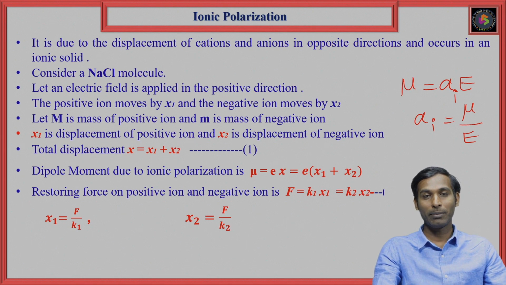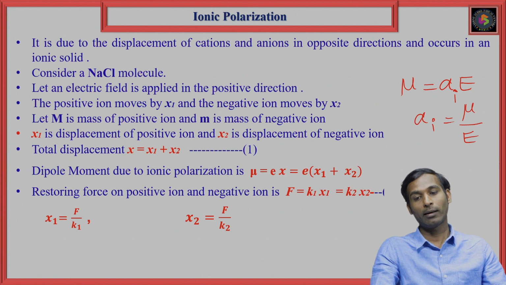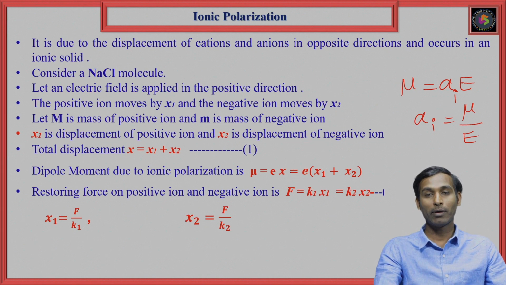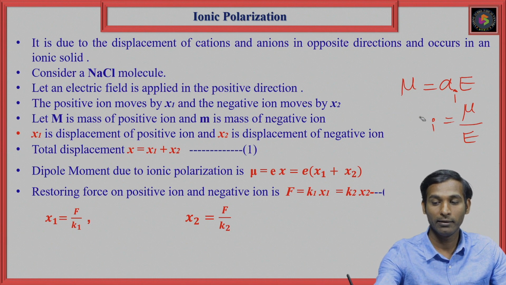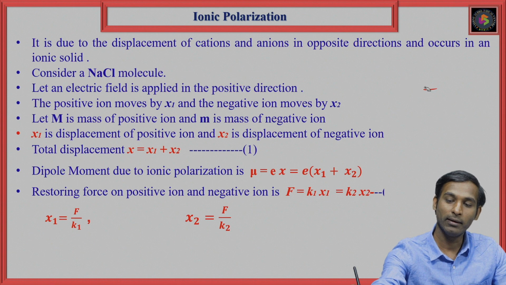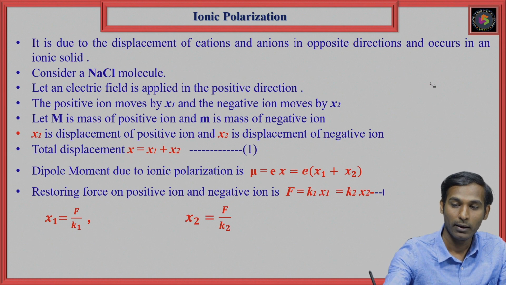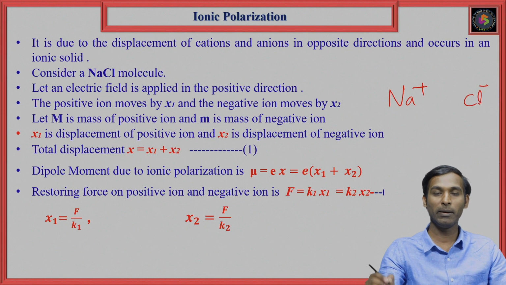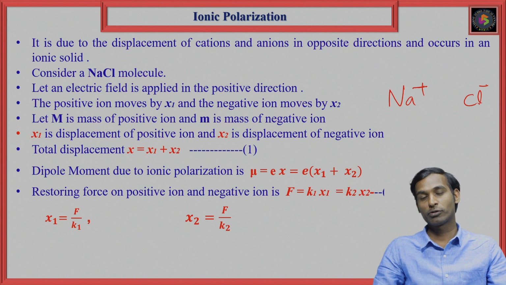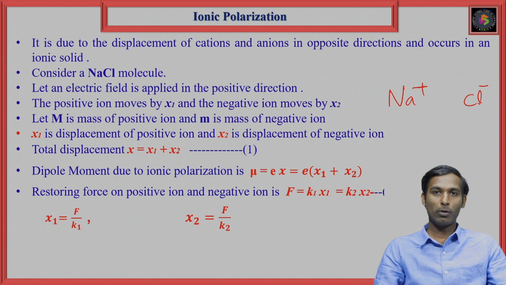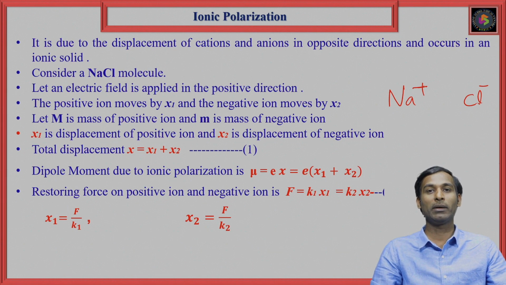So cation and anion are displaced in opposite directions in an ionic solid. Now NaCl is one example of ionic polarization. In this NaCl, we have Na plus and Cl minus, that means equal magnitudes of two opposite charges separated by some distance d. It is said to be a dipole moment.